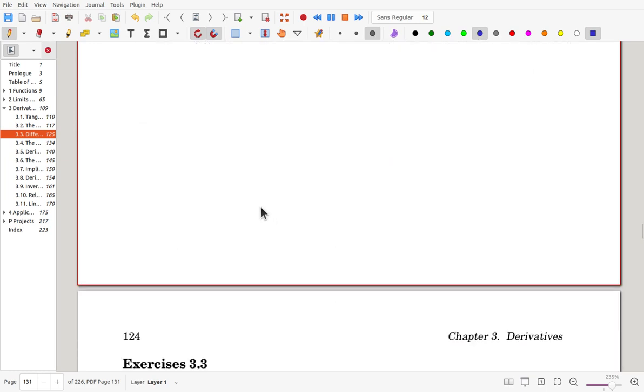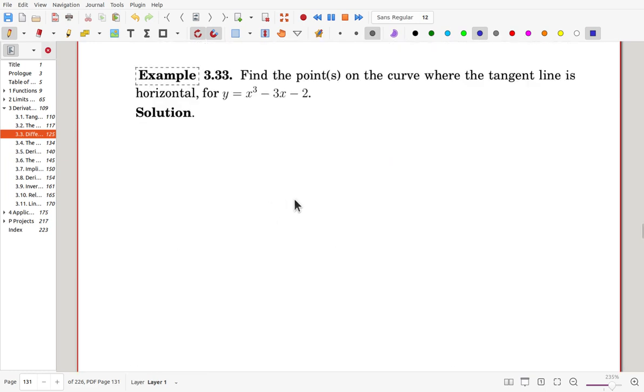Okay, finally, we'll try to find the points on the curve where the tangent line is horizontal. That means the derivative is 0, right? So we have to find the point such that y prime of x at x equals 0. We have to find the x satisfying this equation.